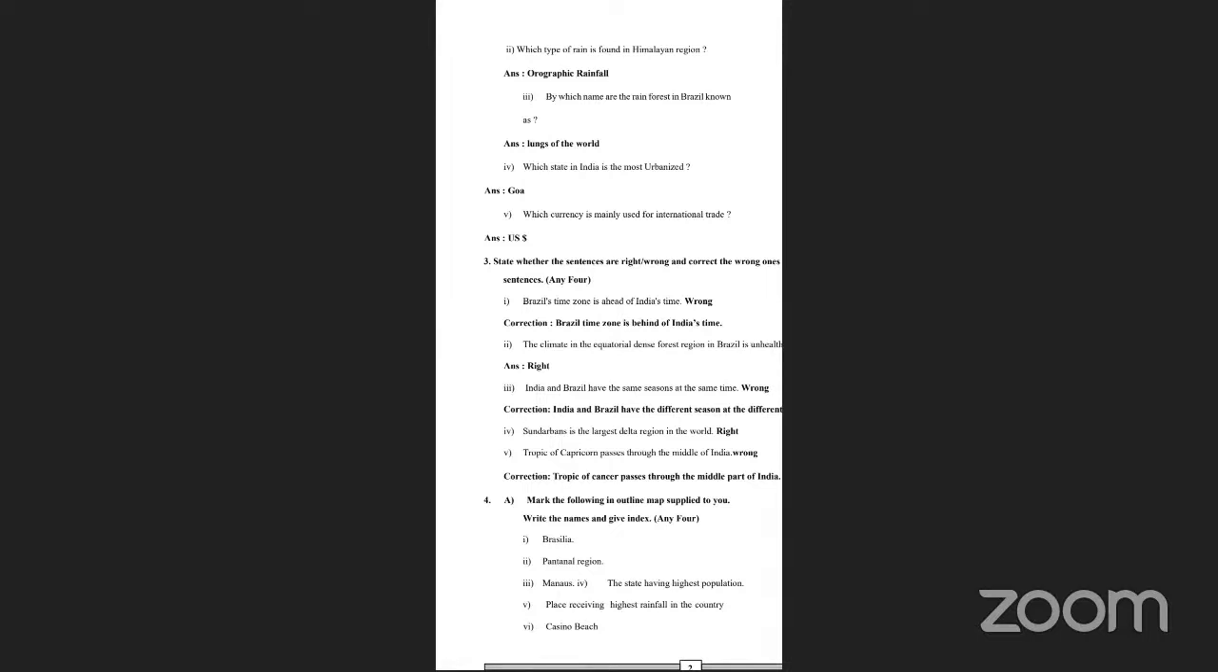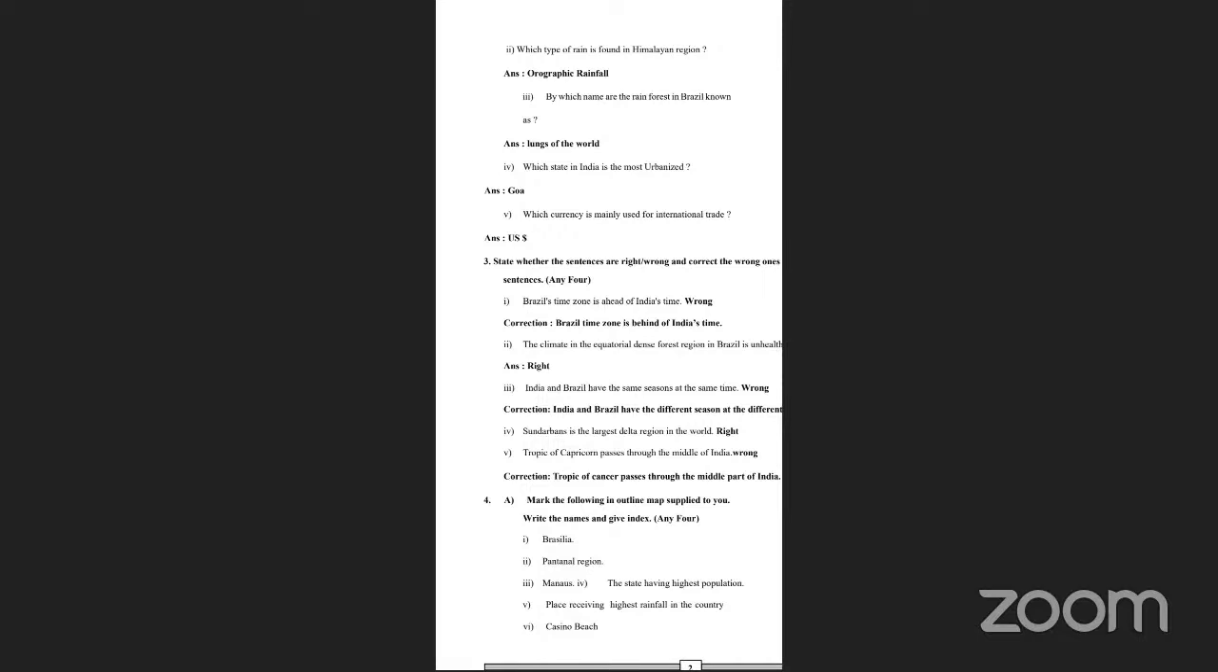Fourth one, which state in India is the most urbanized? Goa. The state Goa is highly urbanized in India. Out of the total population of Goa, around 62% of the population is in urban areas. Because of that, Goa is considered to be the highly urbanized state in India.